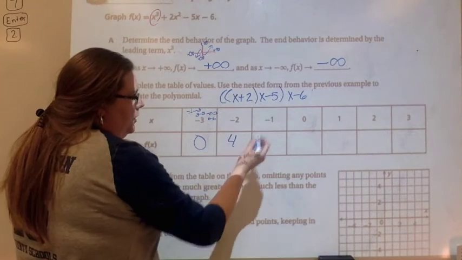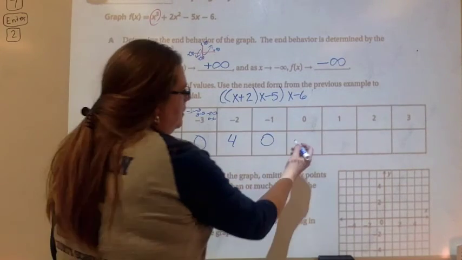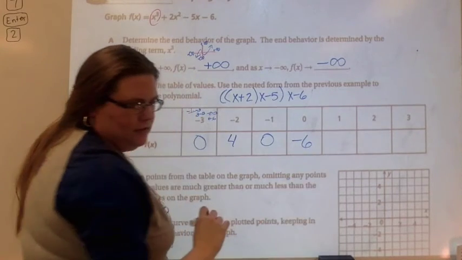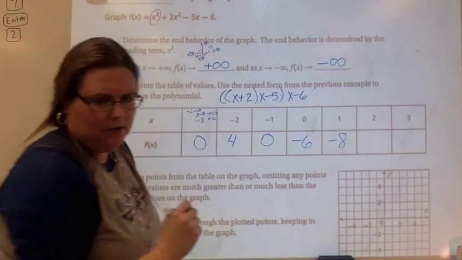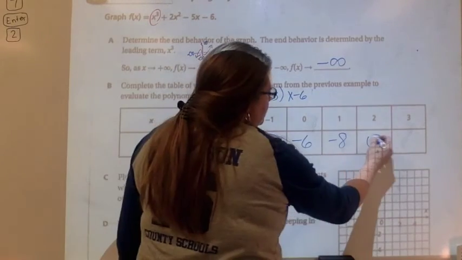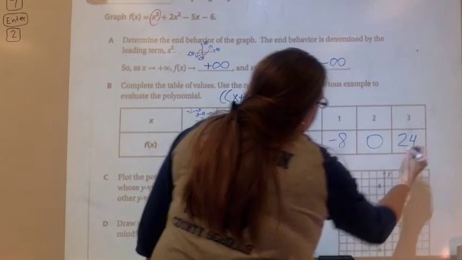Where x is negative 1, when you do the math here, you get 0. When x is 0, when you do the math, you get negative 6. When x is 1, f of x is negative 8. When x is 2, f of x is 0. And when x is 3, f of x is 24.